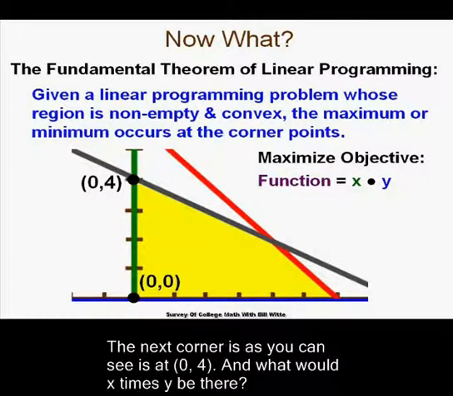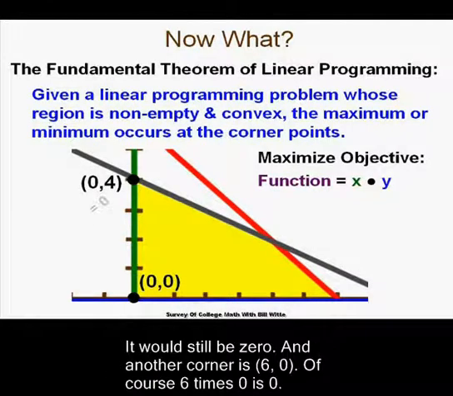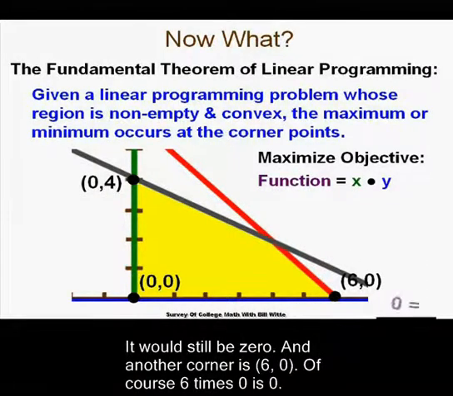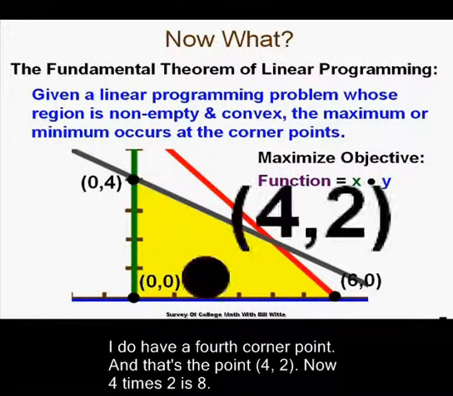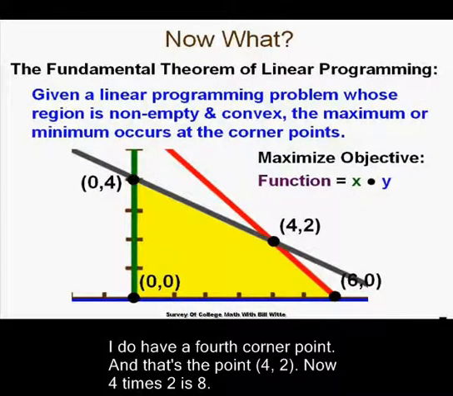Now the next one, the corner is at, as you can see, the point 0, 4. And what would x times y be there? 0 times 4. And it would still be 0. And then another corner is 6, 0. Of course, 6 times 0 is 0. But we do have a 4th corner point. And that's the point 4, over 4 and up 2. And what is that?